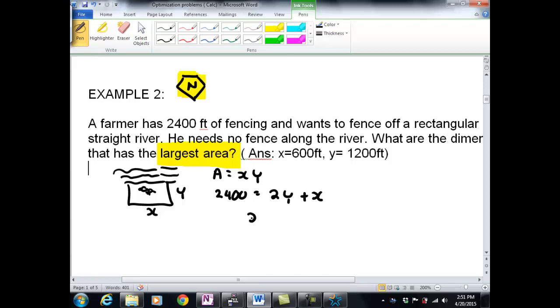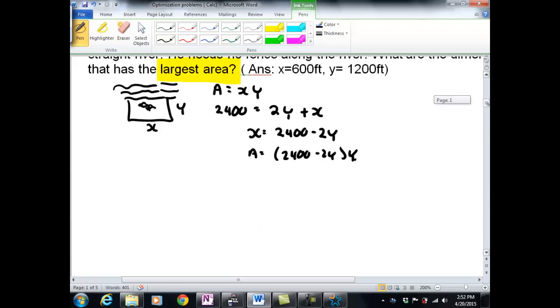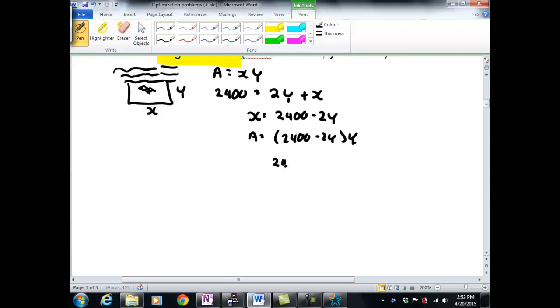So my formula really becomes x equals 2,400 minus 2y. There's my formula. I plug it in. A equals 2,400 minus 2y times y. And if I did this correctly, I have 2,400y minus 2y squared. I'm going to take the derivative of that. And I believe I should have y equals 600? Yes, that is correct. 600.